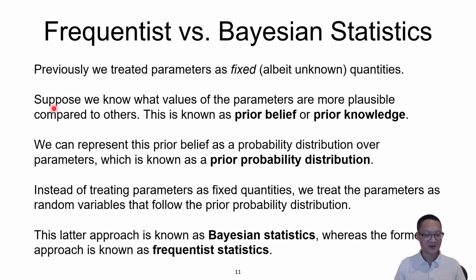So in general, the prior belief can be described as a probability distribution over the parameters, and this probability distribution is called the prior probability distribution. So now we're no longer treating W, or in general parameters, as fixed quantities. We treat them as random variables that follow the prior probability distribution.